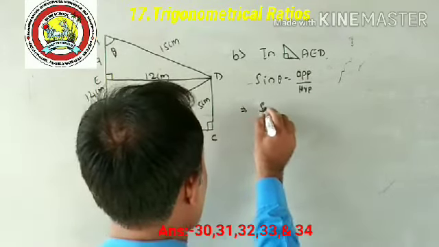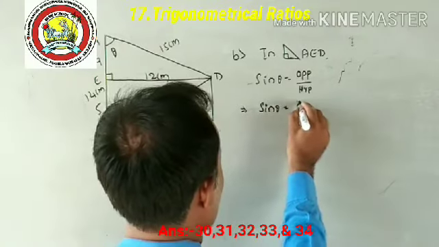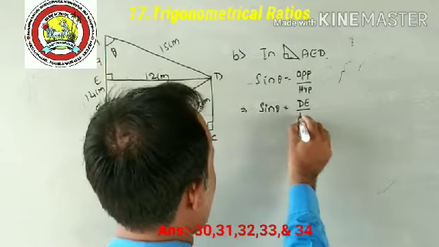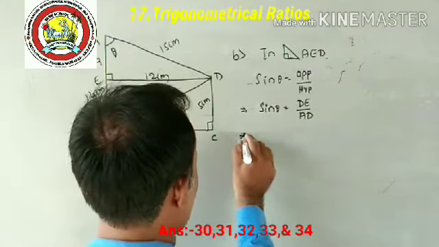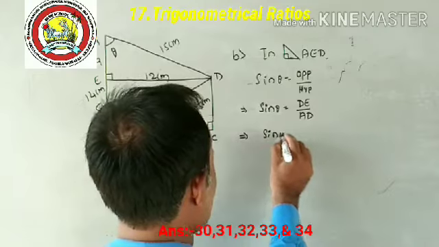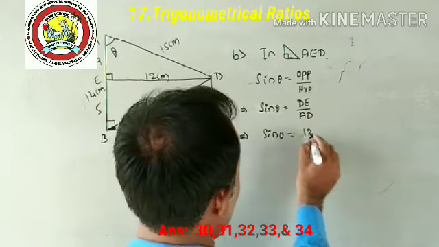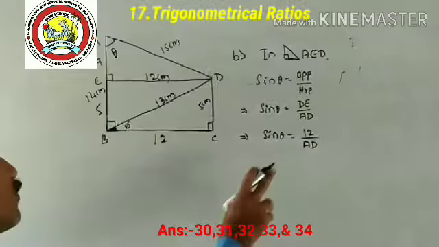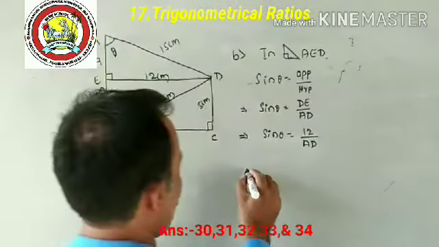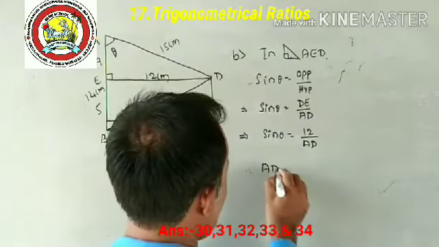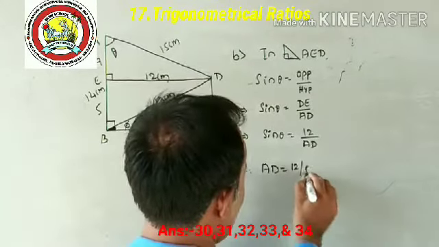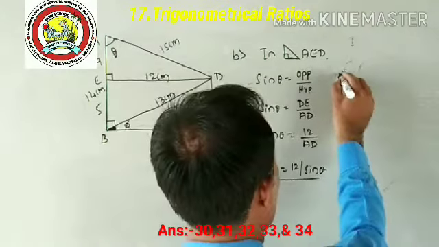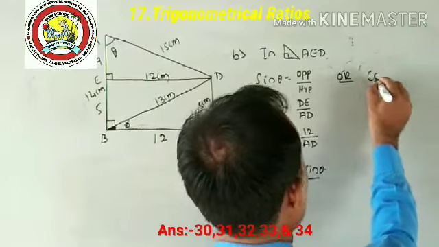So sin theta as it is, what is the value of opposite? That is DE by hypotenuse AD, which implies sin theta is equal to DE value, that is 12 divided by AD. As it is, don't replace AD value because we are going to write AD in terms of theta. Therefore, AD is equal to 12 divided by sin theta. This is one option. Or another option, now in terms of cos.